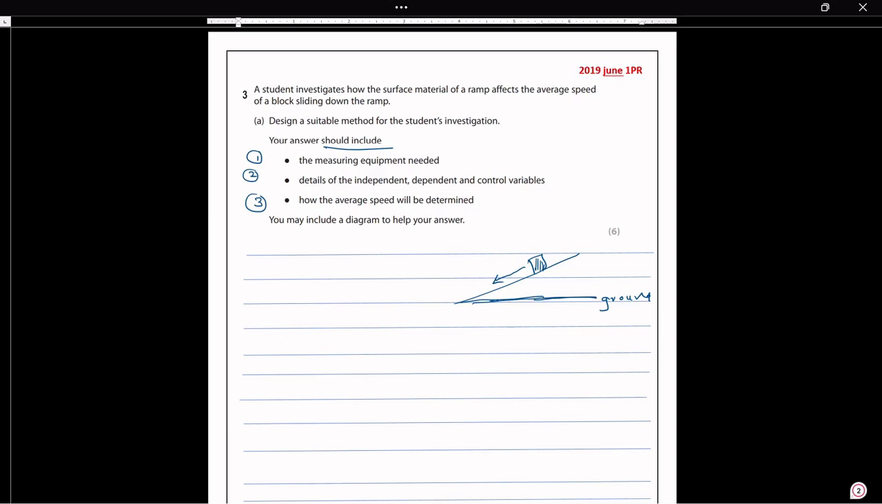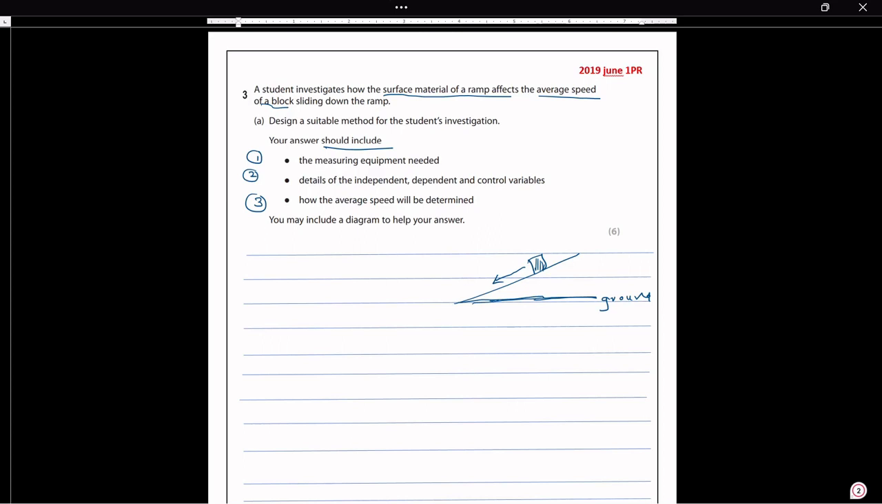Now your answer should include. Okay, what is he doing? He is investigating how the surface material of the ramp affects the average speed of the block. That means for different surface materials, he has to measure the average speed and then only he can conclude. So, we understood that he has to measure the average speed.